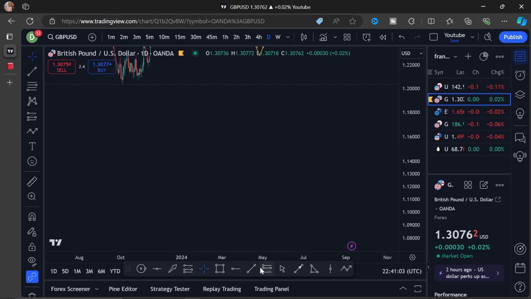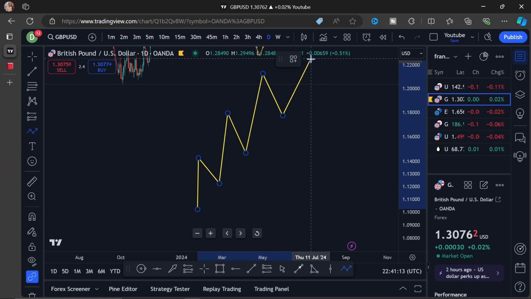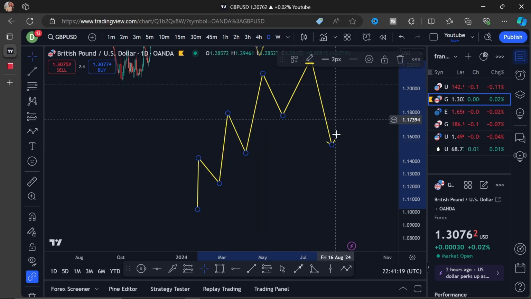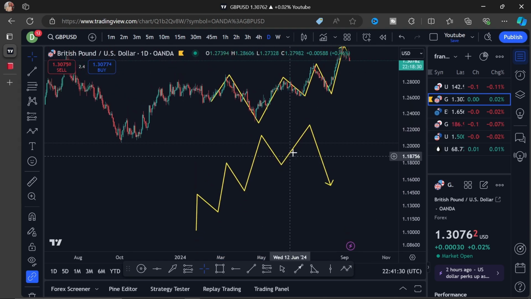Now, what I mean by a change of character, for those of you who don't know, is that, let me say, assuming we saw an uptrend moving in this manner. The market gets to this high, and then eventually the market came back down again. When the market is moving in an uptrend, it's creating what we call higher highs, higher lows, higher highs, higher lows, and then a higher high.